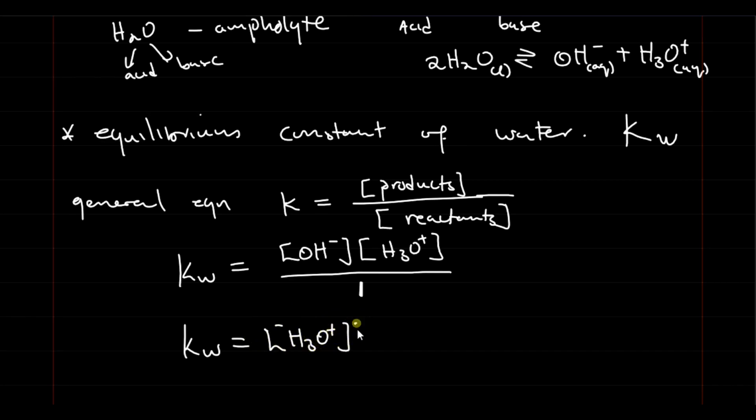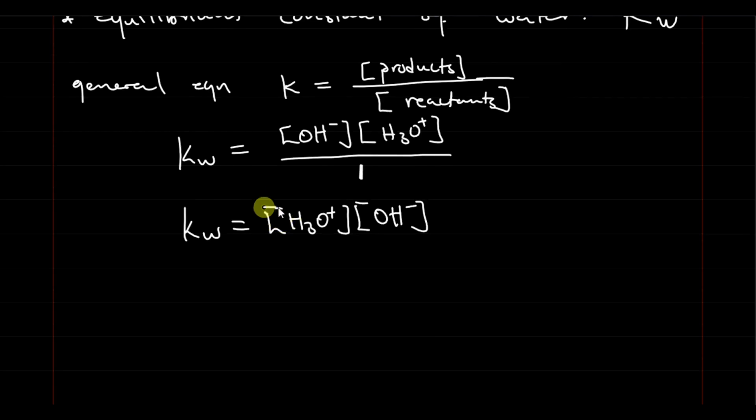So Kw is equal to the hydronium ion concentration multiplied by the hydroxide concentration. This is the equilibrium constant for water. This value of Kw varies at different temperatures. There are temperatures where the value of Kw is high, and temperatures where it is low. But the one that we will deal with mostly is room temperature, or the standard temperature, which is 298 Kelvins, or 25 degrees Celsius.